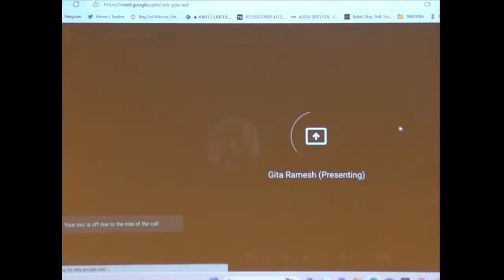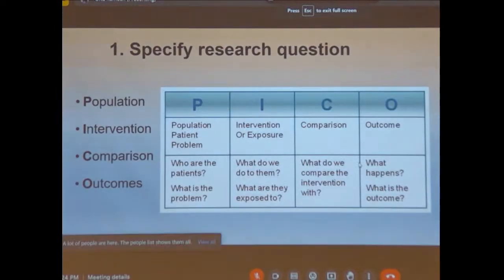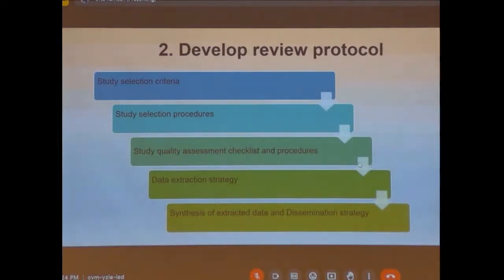We should do comparison with the intervention, and lastly, we should know what is the outcome and what happens. In the planning phase, the second objective will be to develop a review protocol in which you will identify the study selection criteria, the selection procedures, the study quality assessment checklist and procedures of your problem, do the data extraction, and then synthesize the extracted data and disseminate the strategies, whatever you have observed in the published and non-published literature.